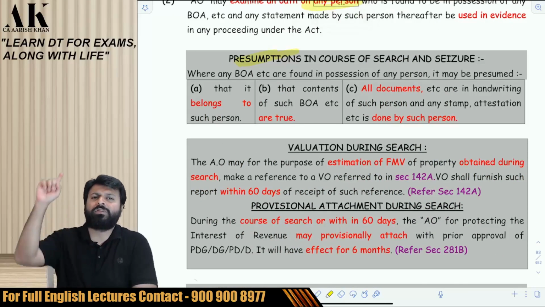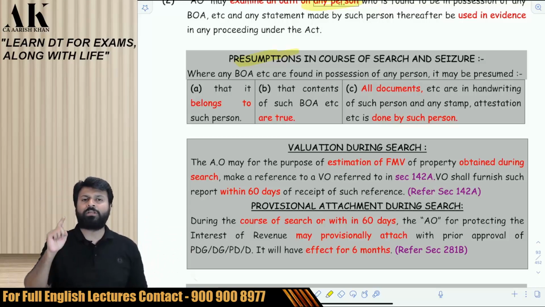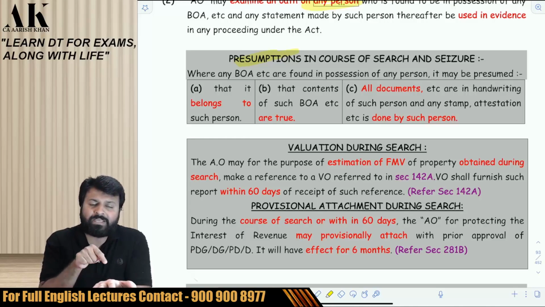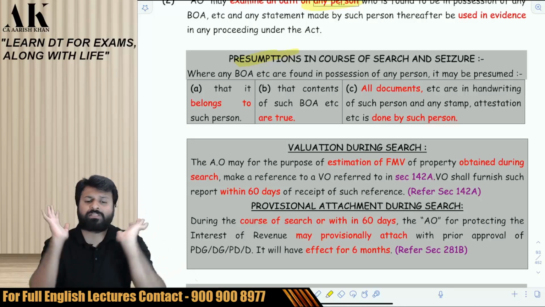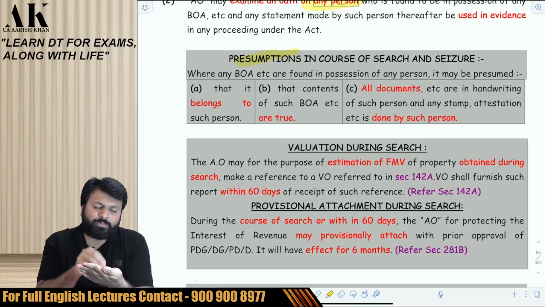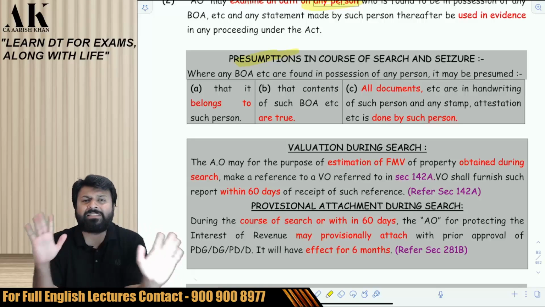There are three presumptions which one has to make in search and seizure. Suppose I am doing search and seizure, I am an authorized officer. There are three presumptions which I have to make. First, if I do search and seizure on any person and if I find something in the possession of any person, I have to make a presumption it belongs to such person. Second, if I see any books of accounts, documents, etc., and there is something written in that books of accounts, I have to believe that it is true. That is the basic presumption I have to make.